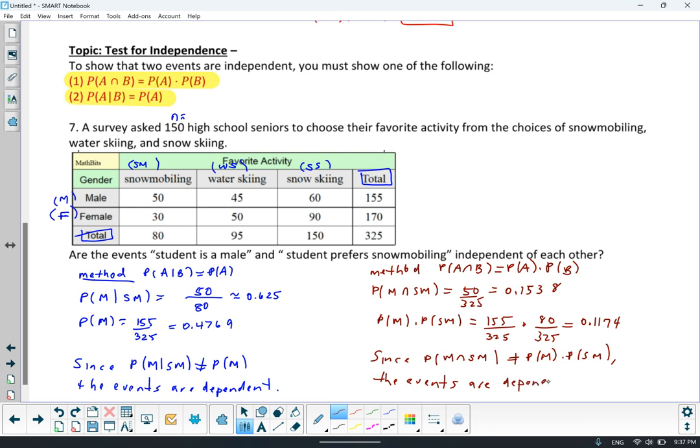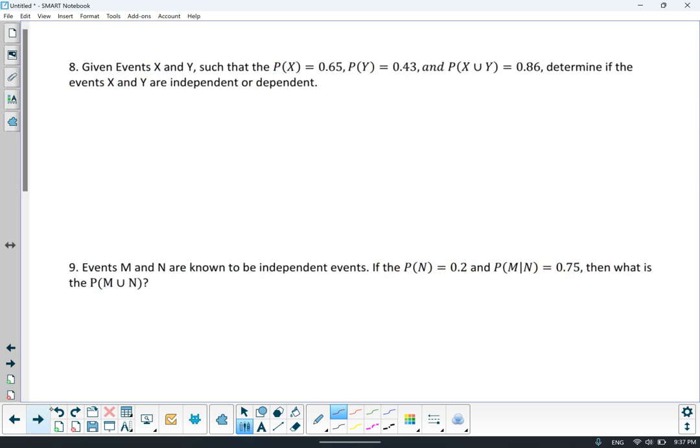Watch the notation. You have to have notation, but notice that the fraction does not go inside the parentheses. Okay.